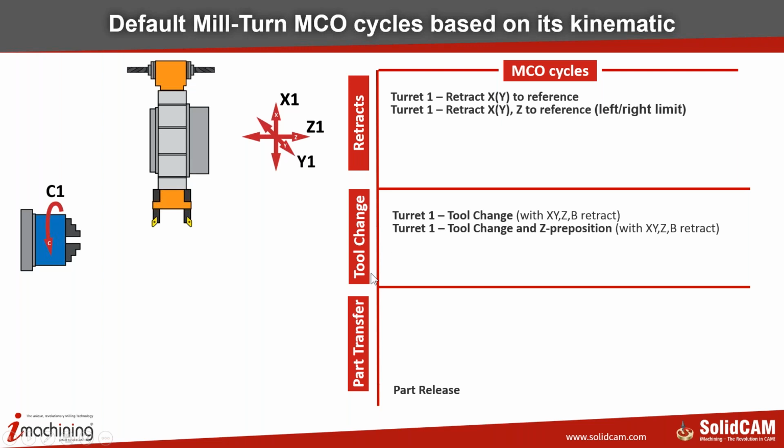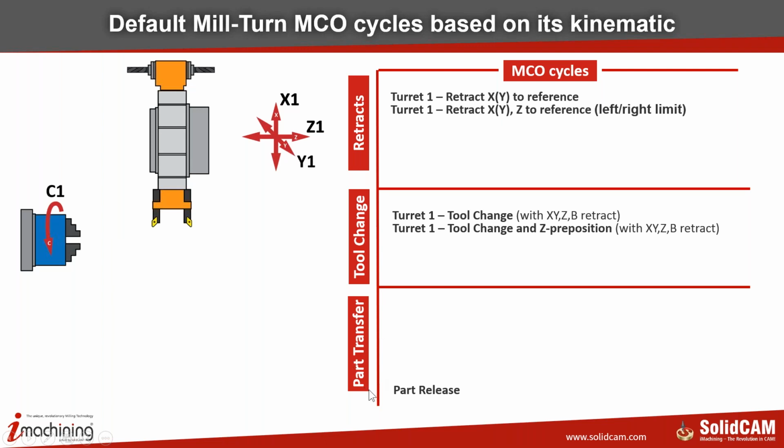Now we have the tool change. When you have a tool change, basically it will go X, Y, and Z. And if optional, if you have a B axis, it will go first to the retract and then the tool change will be performed. Another MCO is the same thing, except that you also have the Z preposition. This particular MCO is used for the cutoff operations, where you want to make a tool change but immediately preposition with a local work offset. This will be very nice. So you change the tool and you go towards the part in the Z direction.